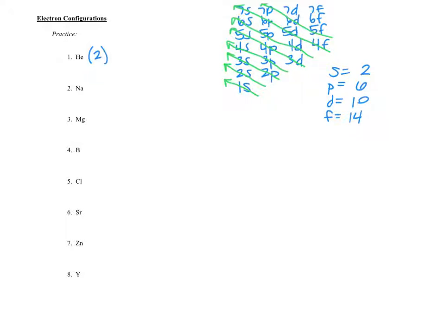So what we're going to do here is we're going to start easy with helium. You're going to start by telling the location. The location is right here, the 1 in the S. So you always start there. You always start with the 1s orbital. So I'm going to write 1s. That is just a location.